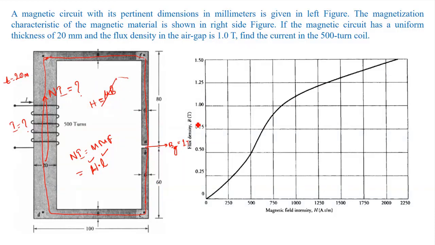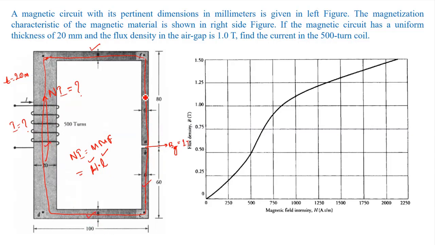Okay, so now what we have to find is H. We can find H from this magnetization curve if I know the flux density. If I can calculate the flux density at different points, like here at this point I can find the flux density, at this point I can find the flux density.